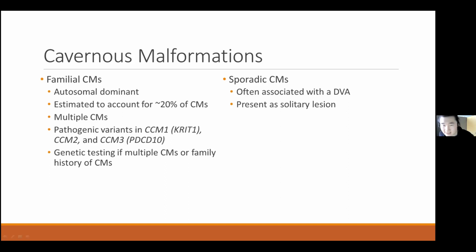They can occur sporadically or in a familial pattern. Familial cases account for about 20% of cases, and they often have many cavernous malformations at once, often with very impressive imaging. There are known pathogenic variants, for example, the CCM1 variant being the culprit frequently in Hispanic American populations. And really, if you have someone with multiple cranial CAV-MALs or someone with a family history of CAV-MALs, you want to consider sending them for genetic testing. Sporadic cases tend to be associated with a DVA, and they tend to present as solitary lesions.